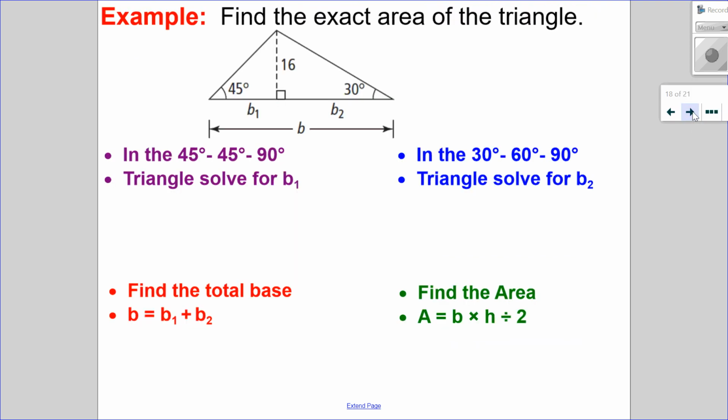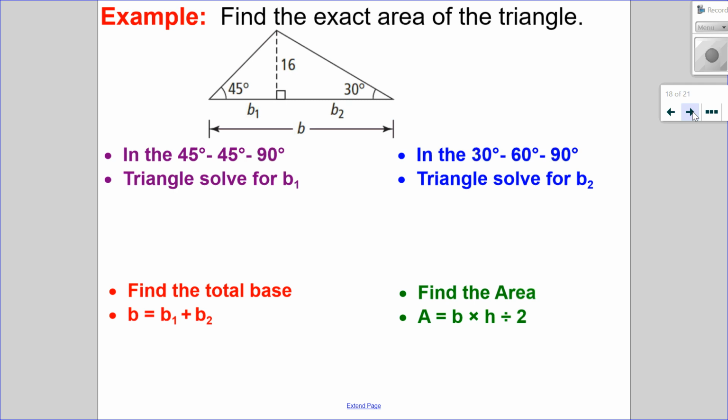So let's put this together in just one question here where you can see where all the triangles and the exact values are kind of coming together. So in this question here, I want to find the exact area of a triangle as shown below. So this triangle has a height of 16, base angles of 45 and 30, and I want to find the area. So what I'm going to do is use the height of 16 to split it into 2 triangles.